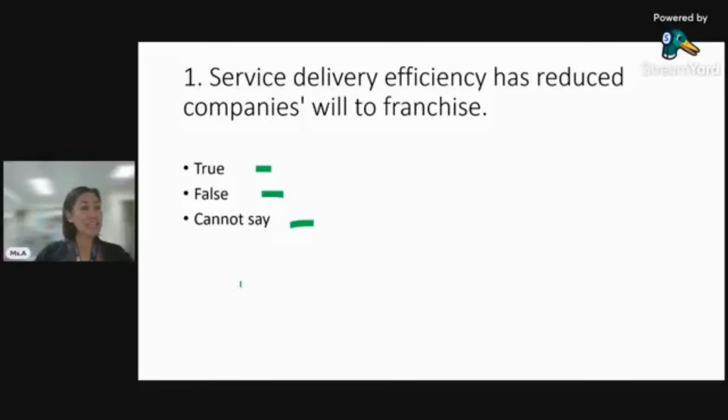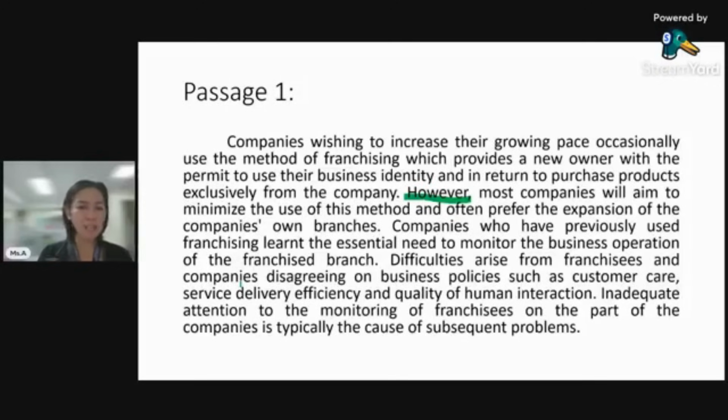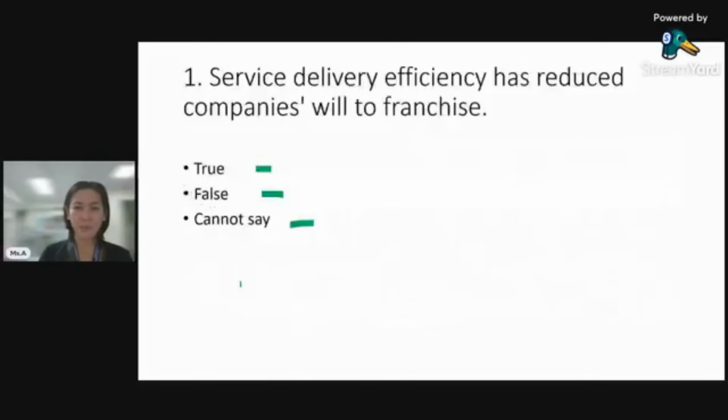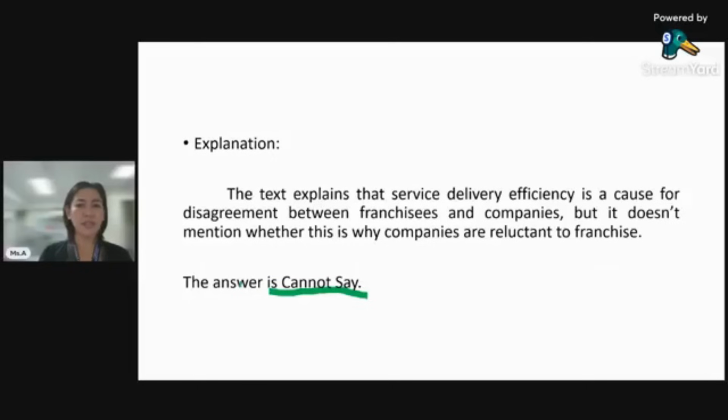Yan, mga ganyan. Hindi nabanggit. Hindi kasi siya nabanggit dun sa mismong passage. Wala siyang nakalagay dito. Okay? So, cannot say. Kasi po, it doesn't really mention, hindi po sinabi, sa hirap Tagalogin, kung bakit po parang ayaw na ng mga kumpanya na magpa-franchise pa.